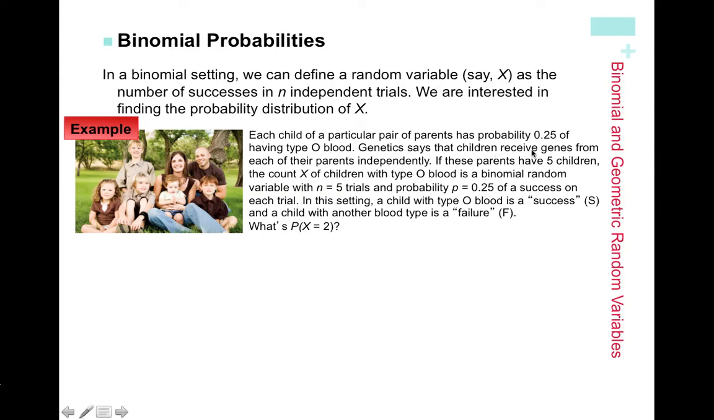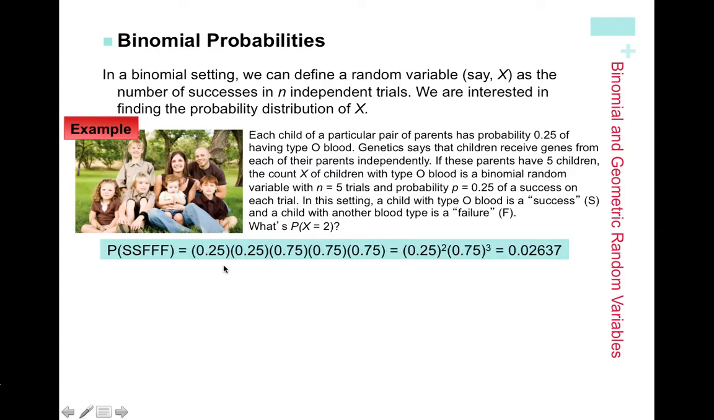Geneticists say that the children receive genes from both parents independently. So these trials are going to be independent. Each kid, their blood type is independent of the others. If the parents have 5 children, okay, so there's our number. We have a fixed number.